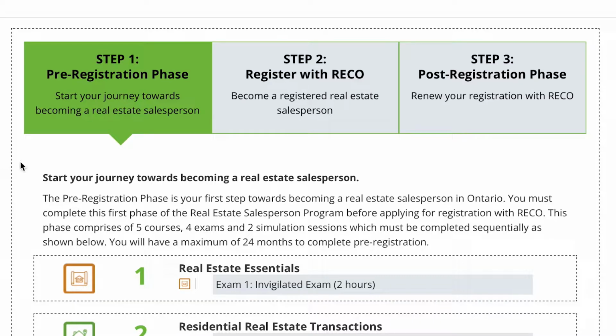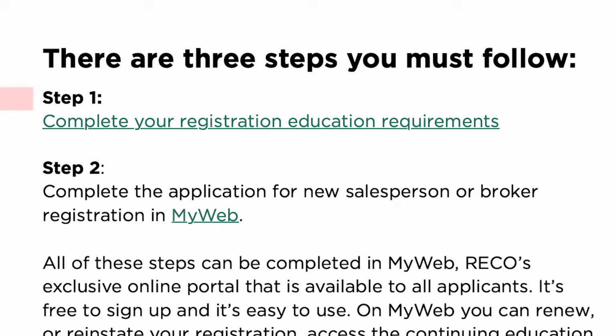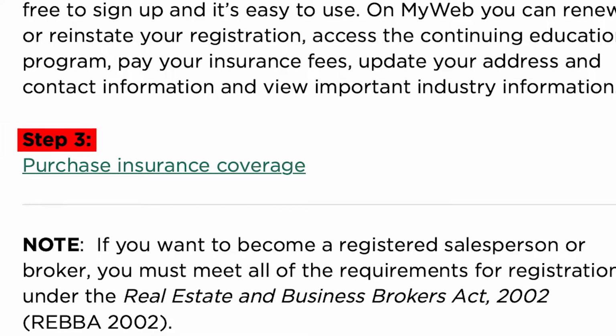Okay, you did your exam, you cleared it, everything is done. You have to go for registration with RECO. There are 3 steps for that. The education qualification that you have already done. Next, you need to fill in an application for a new salesperson on their portal. And once that is done, you have to purchase your insurance coverage, which is your errors and omissions insurance.